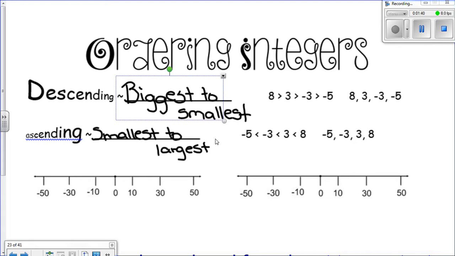And if you take a look at these numbers, we have negative 5 is less than negative 3, negative 3 is less than 3, and 3 is less than 8. So the numbers are going smallest to largest using an inequality symbol. Here they're going smallest to largest using a comma.